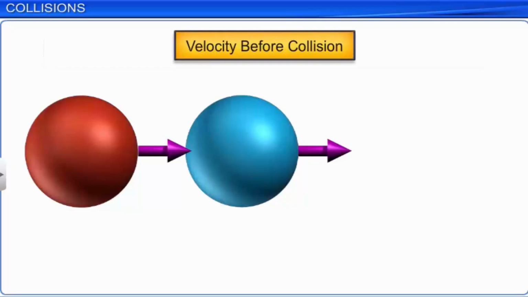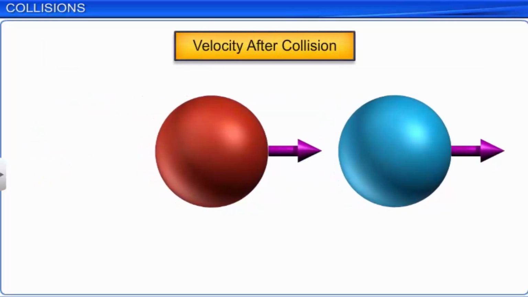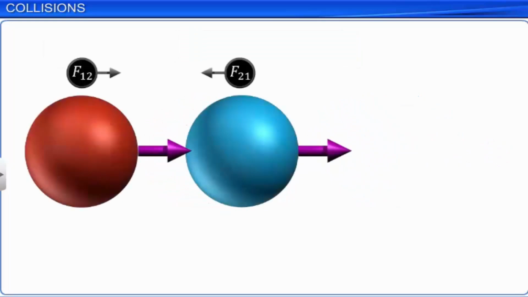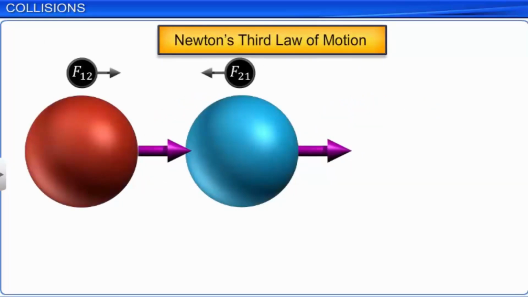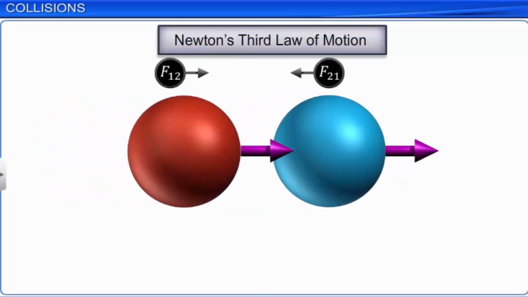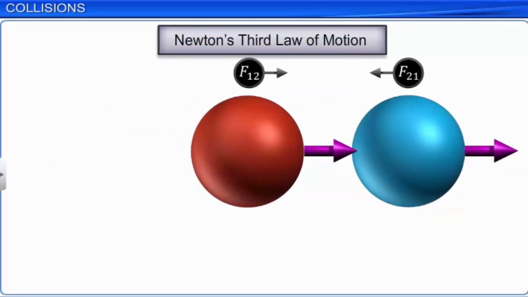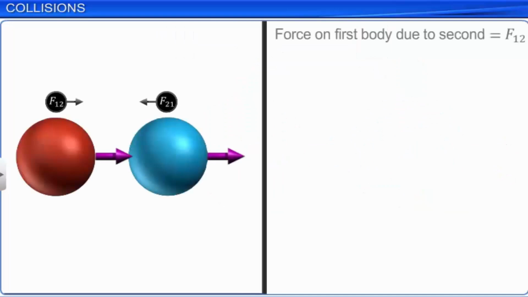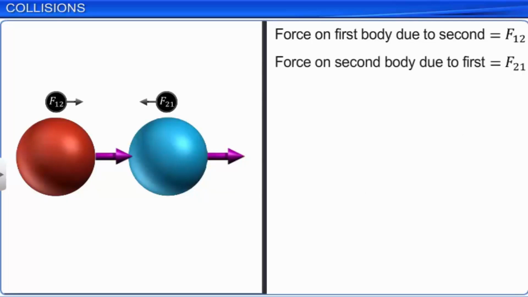If we consider one-dimensional collision between two bodies, then from Newton's third law of motion, they experience equal and opposite forces F12 and F21 on each other, such that F12 is the force on the first body due to the second, and F21 is the force on the second body due to the first, and F12 must be equal to minus F21.